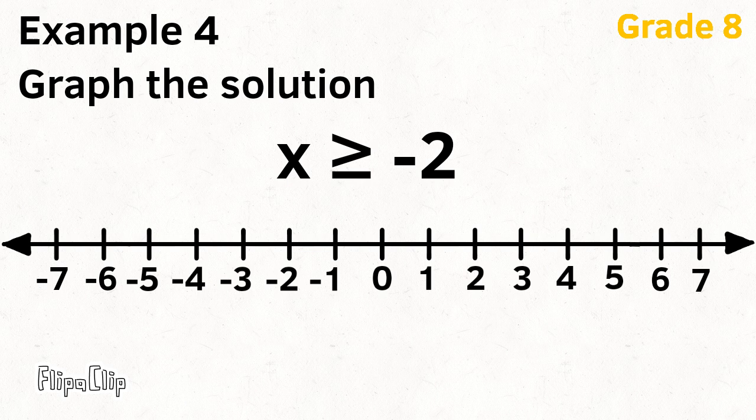So for the next step, we have to graph our solution on a number line. First, we have to put a dot where the constant is, which is negative 2. Since the greater than or equal to symbol is a non-strict inequality, we have to use a closed dot. Next, we have to plot a line. Since we are using the greater than or equal to symbol, the line points to the right.